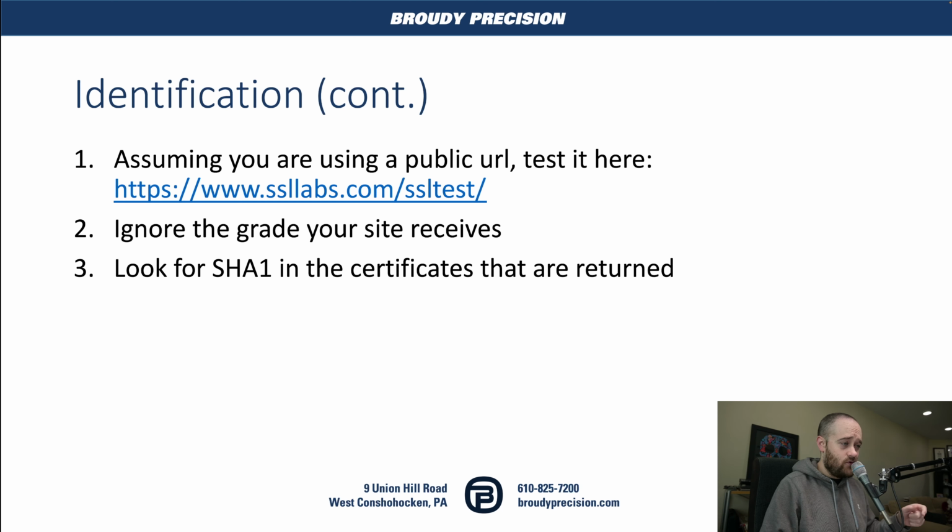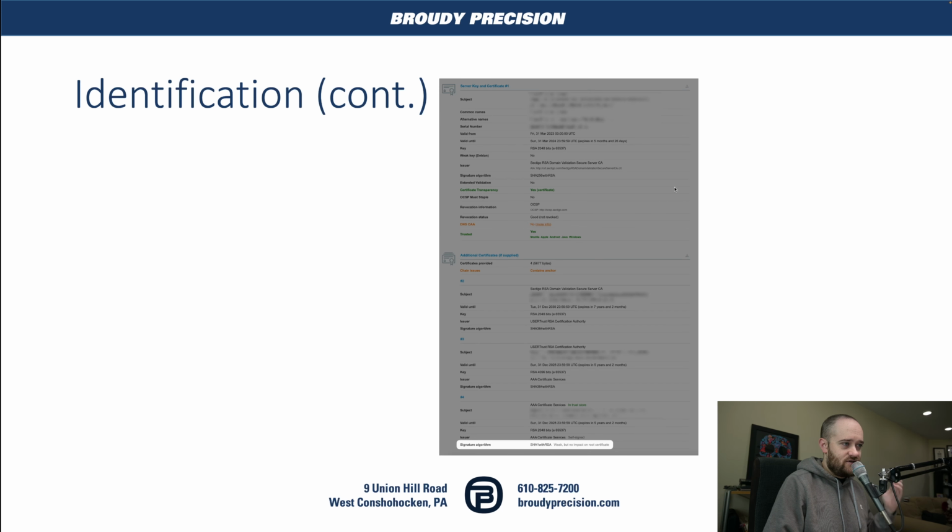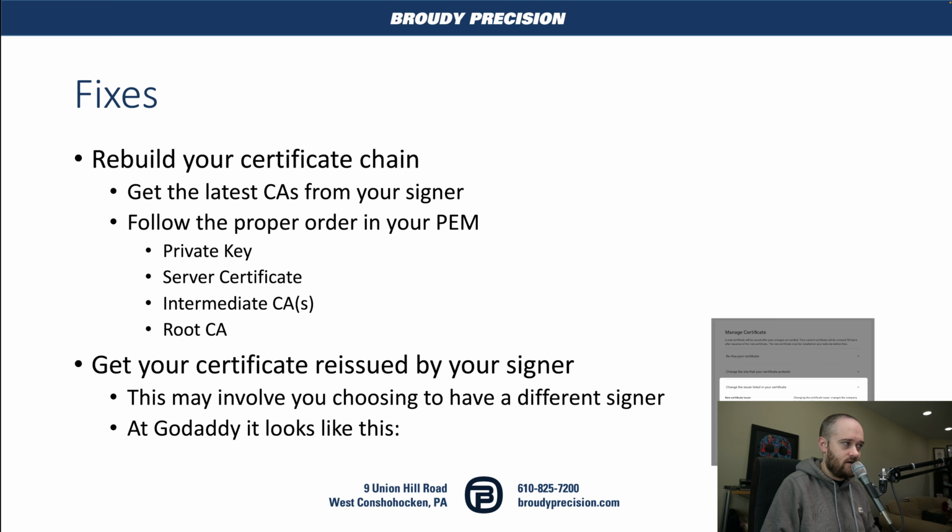So as we mentioned before, I recommend going to this website, plugging in the URL, and having the website look at your certificate chain, and then finding where the SHA-1 certificate is in that chain. As you can see in this example, we have a full chain, and the very bottom, which is the root in this case, is signed with SHA-1. So that's why this particular certificate is not working.